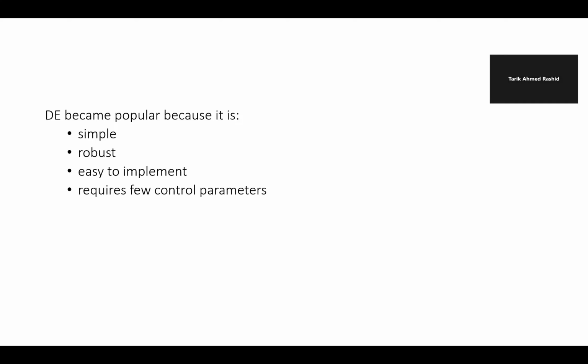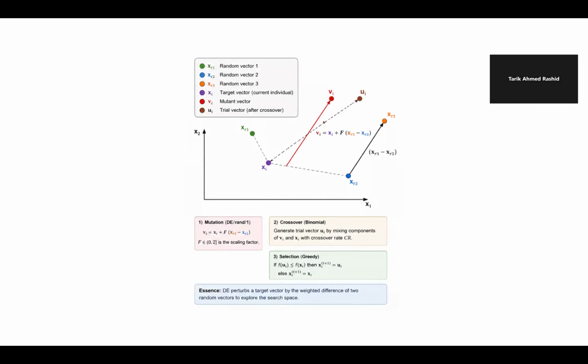Now, DE became widely used simply due to its simplicity, its robustness, and how easy it is to implement. It requires few control parameters, so it has fewer parameters to work with. Now, the algorithm does crossover, mutation, and selection. So that's how the algorithm works. There are a few equations that can be explained, and we'll do it.